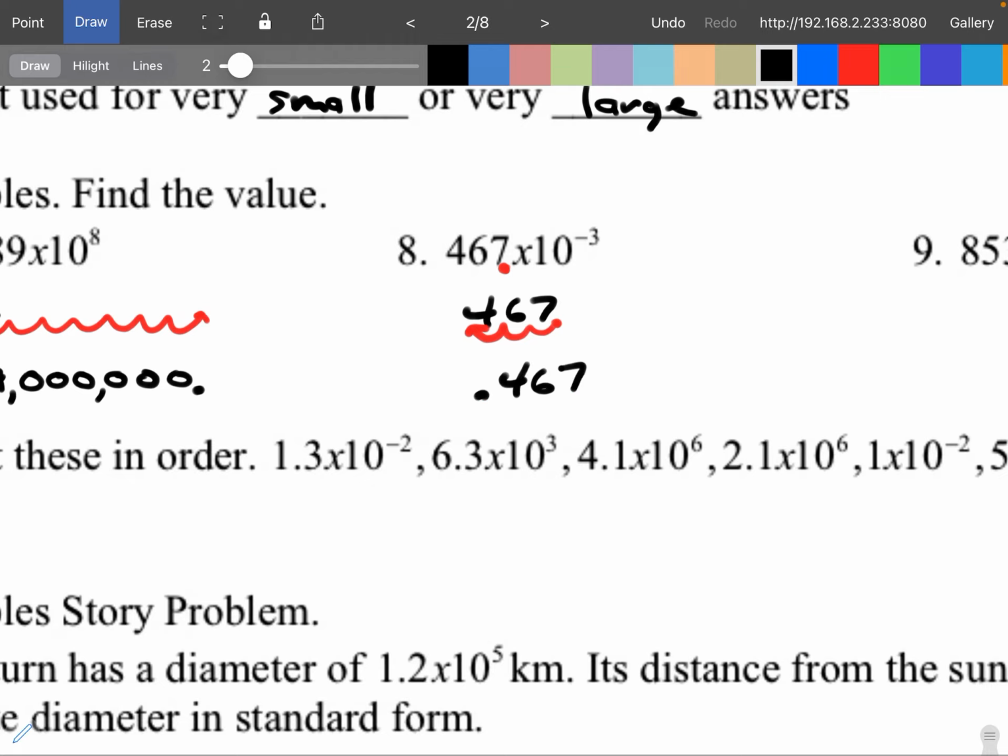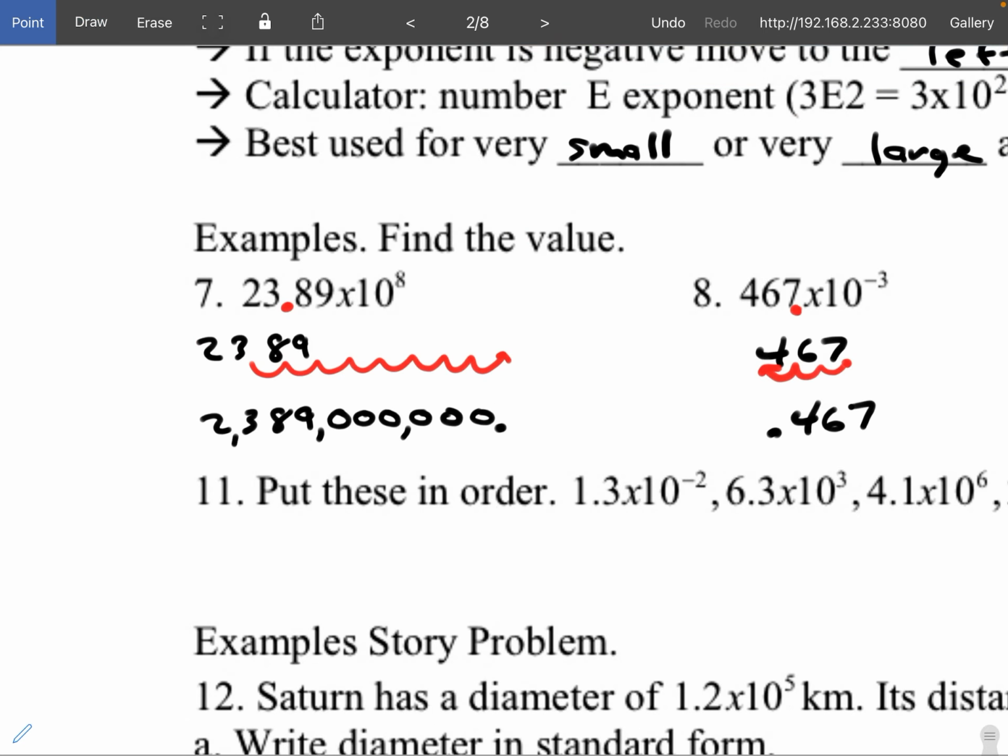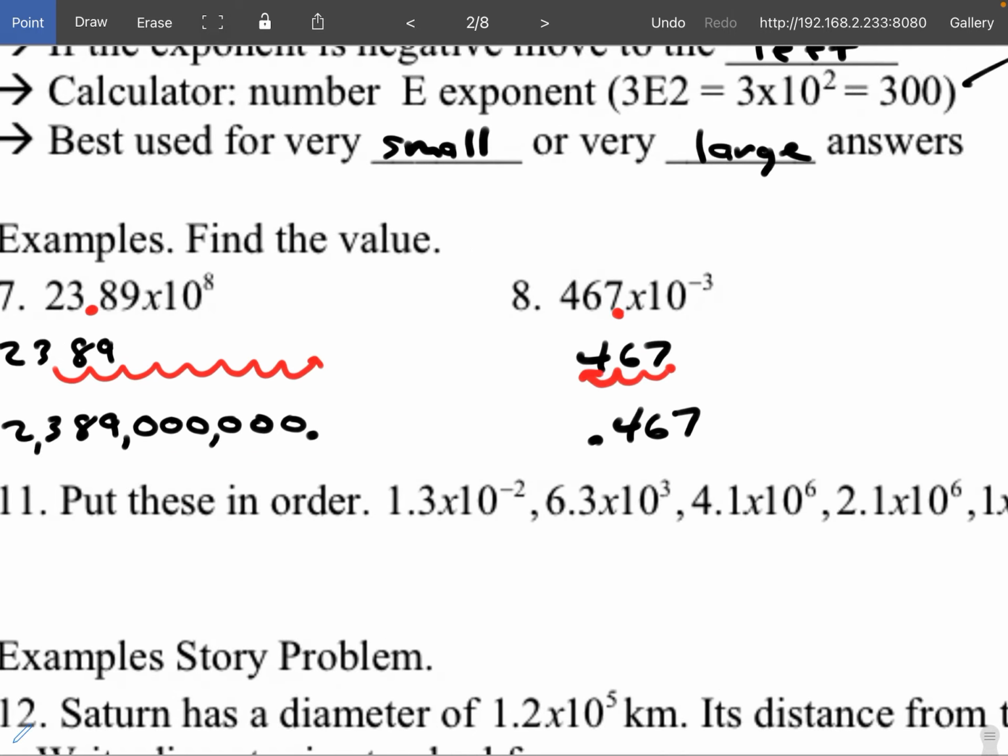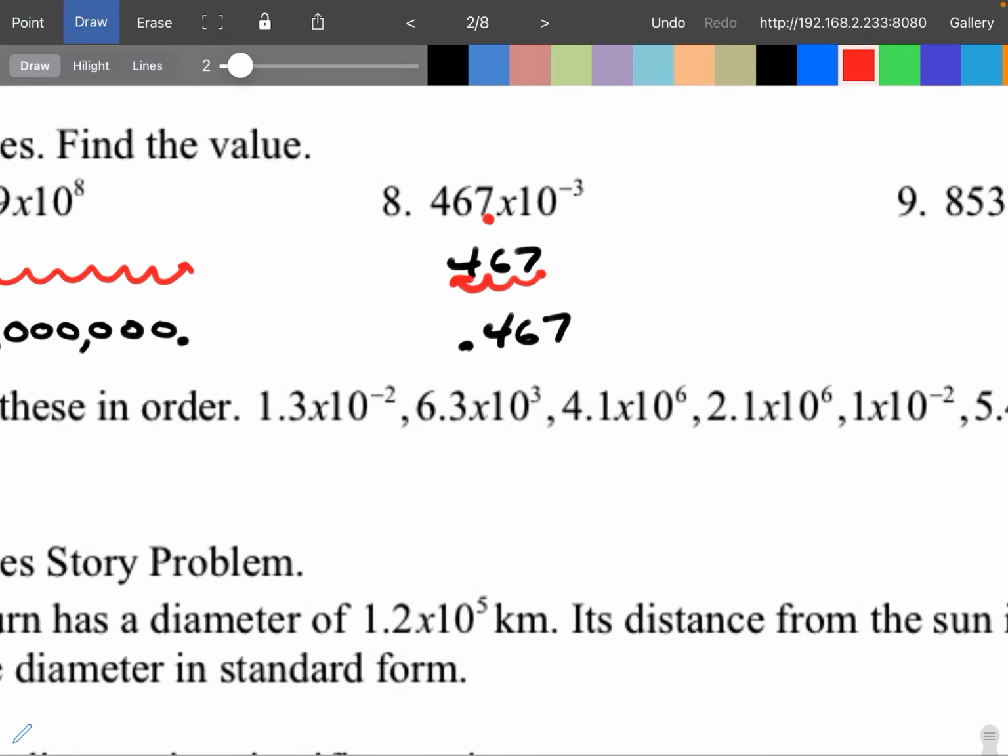And if you guys want to think about it, this is a 10 to the 8th. Look at that number 7 again right here. That's a really big number, right? When I multiply 23.89 by a really big number, like 10 to the 8th, I get a big number, right? And then if you look at number 8, if you think of last chapter again, this right here, this 10 to the negative 3 right here, that's the same thing as 1 over 10 to the 3rd, right?